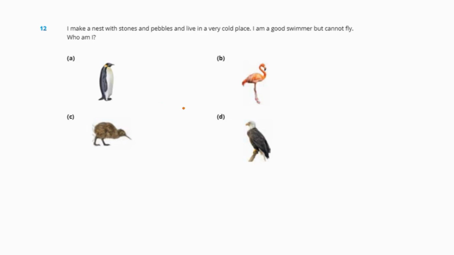So here we can see that penguin is the correct answer, right? Penguin is a good swimmer, but it cannot fly. It is a flightless bird, and penguins live in Antarctica, right? Antarctica is a very cold place. And they make their nest with stones and pebbles, arranging them in a circular manner on the ground. That is their nest. So option A, penguin, is the correct answer.